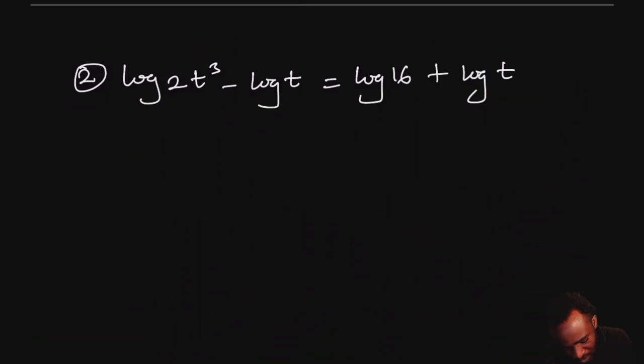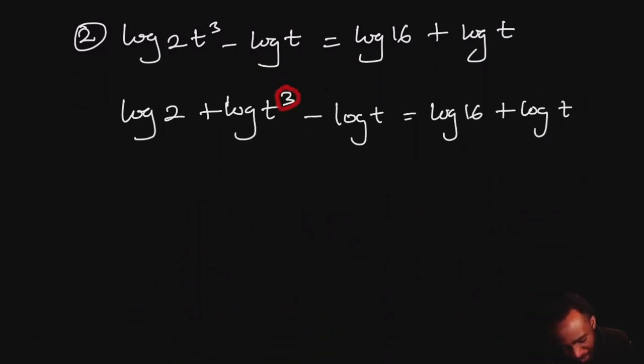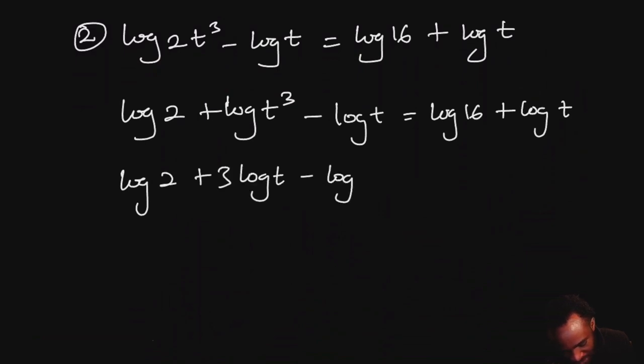So the first one is going to be log 2 plus log t to the power 3, according to the multiplication law of logarithms, and minus log t is equal to log 16 plus log t. Then we're going to utilize the power rule over here and bring this all the way to the front to get log 2 plus 3 log t minus log t is equal to log 16 plus log t.